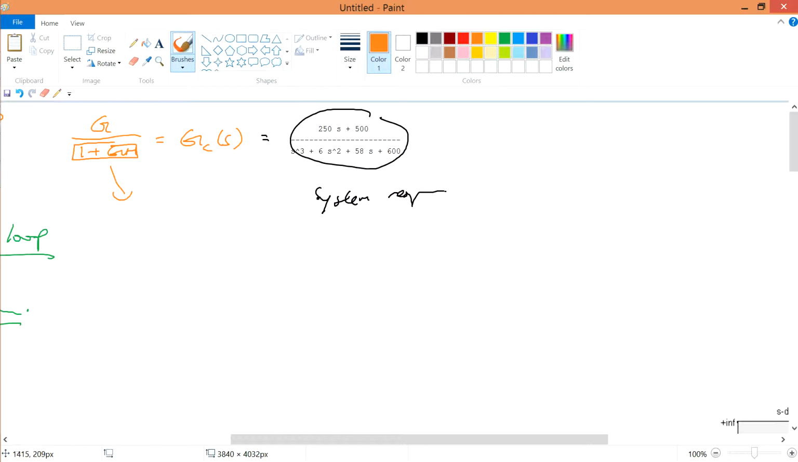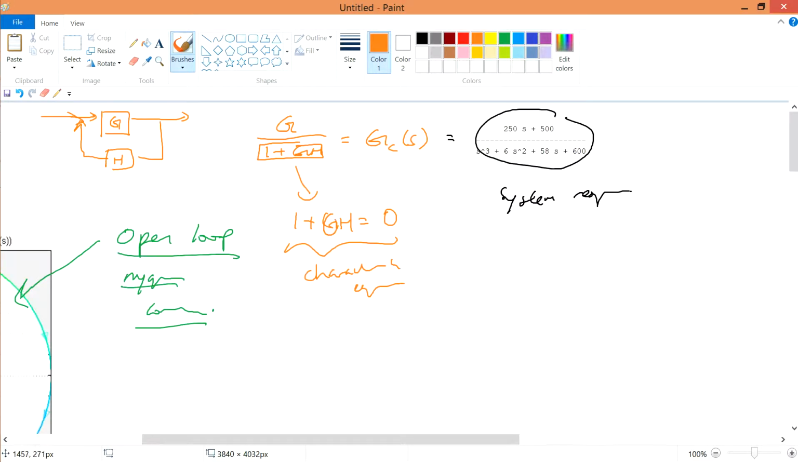This thing, if you take a look, 1 plus GH equals 0, is the characteristic equation, which is very familiar to you. It also contains the full information of your system, including the forward loop and the feedback loop, everything. It contains all of the information within this system, and therefore this is also another reason why we only choose the pole, because this one contains the full information on everything.